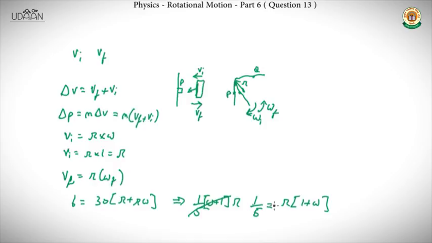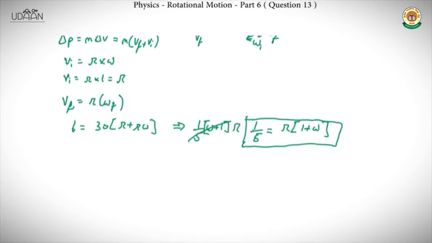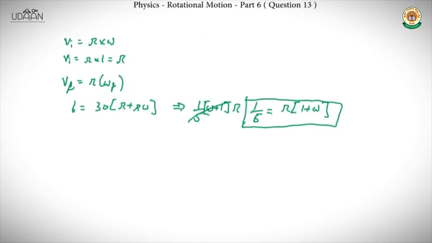Now here what we see is we have got just one equation and two variables. Since we have conserved only the linear momentum right now, we can also conserve the angular momentum at the time of collision, right?